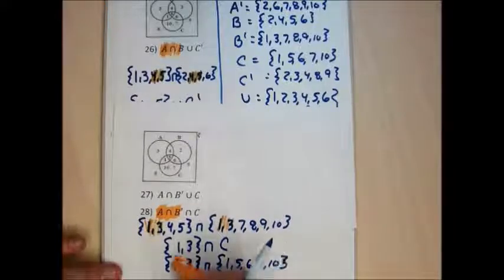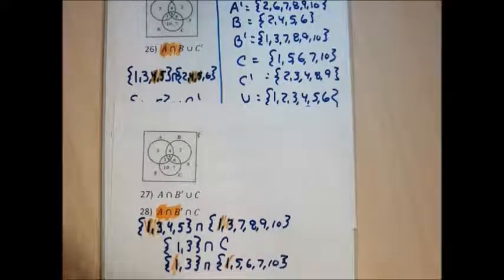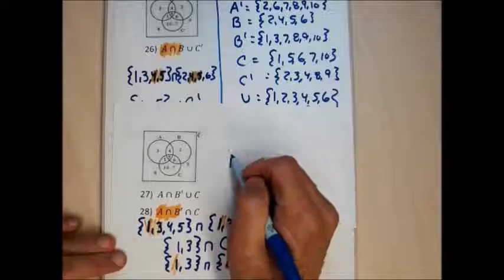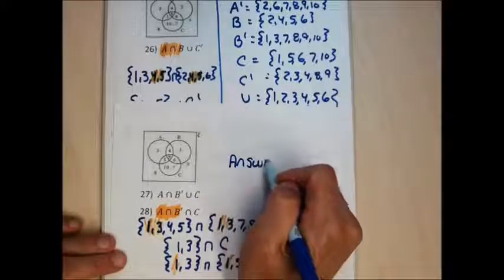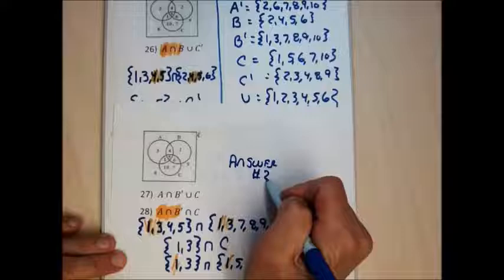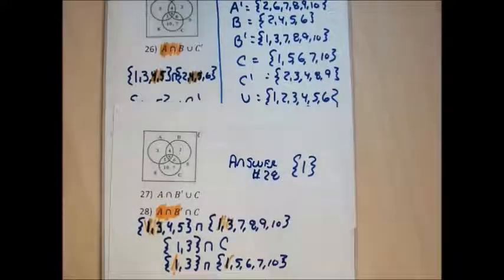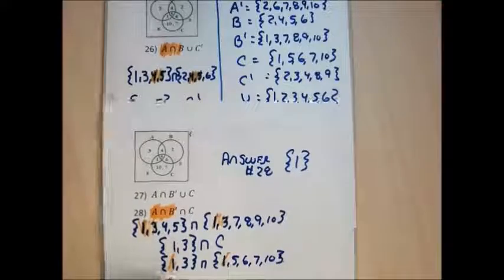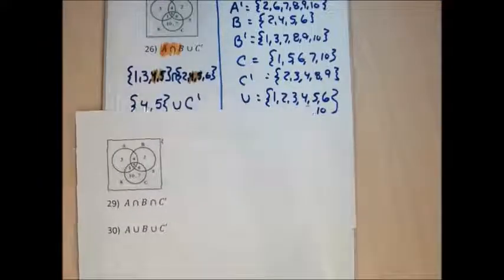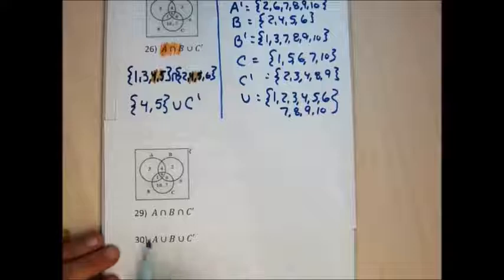And intersections, what they have in common, these two sets only have 1 in common. My answer to number 28 is just the set that contains only the number 1. Unfortunately, only one more with these sets, and then we get some new sets. Let me do 29 with you.